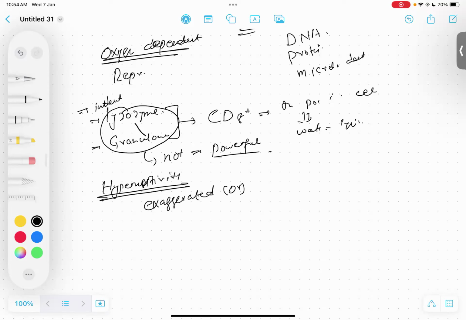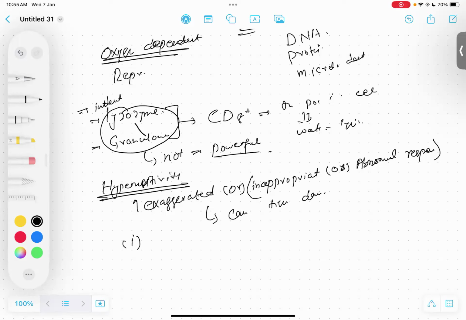Exaggerated or inappropriate or abnormal response. Actually these are inappropriate or abnormal responses, but remember this exaggerated component will be present in them, and that will cause tissue damage. This is called hypersensitivity, and we have four main types of hypersensitivity reactions.